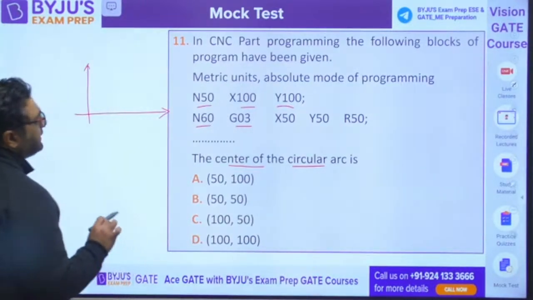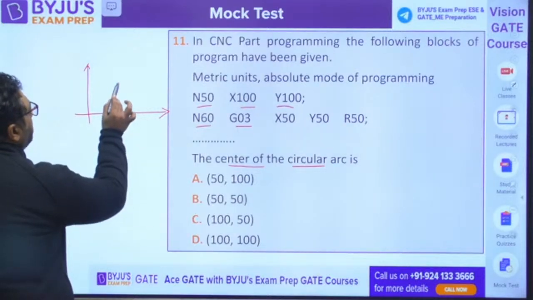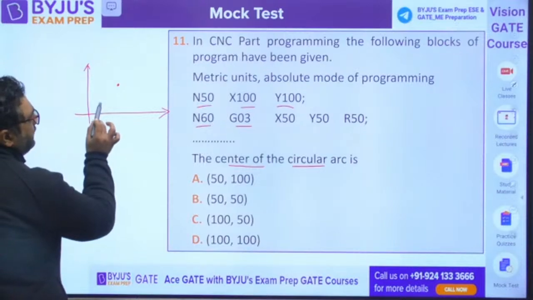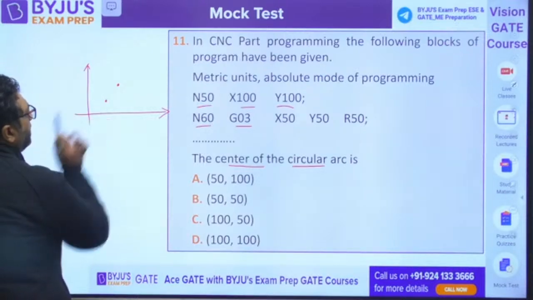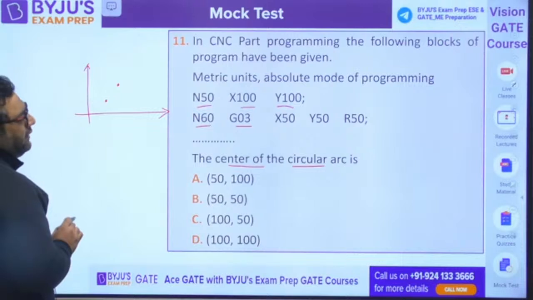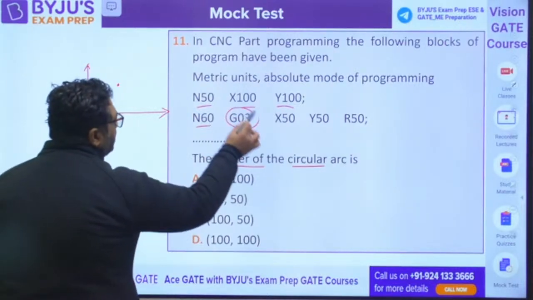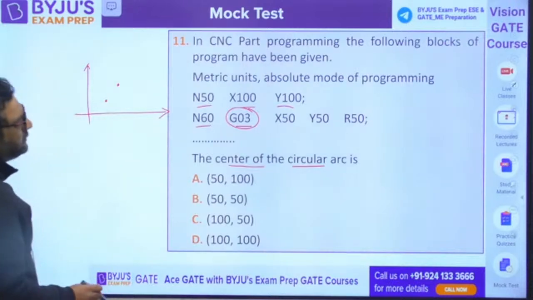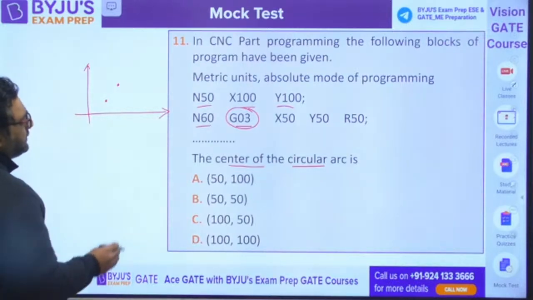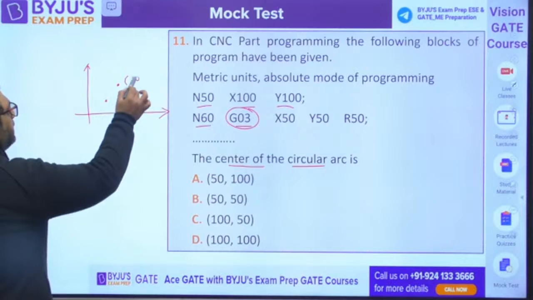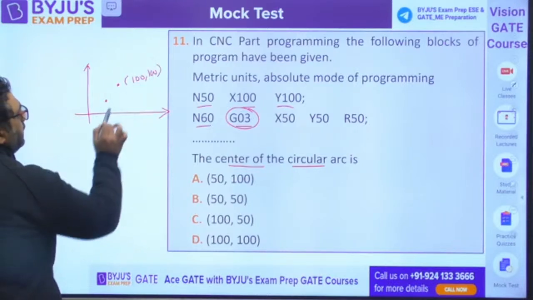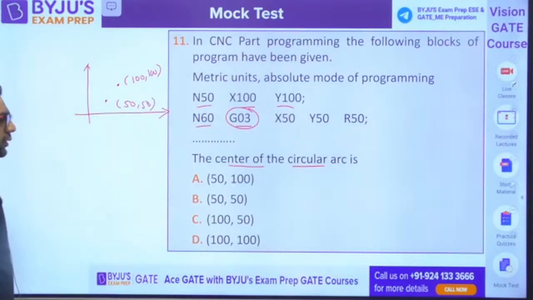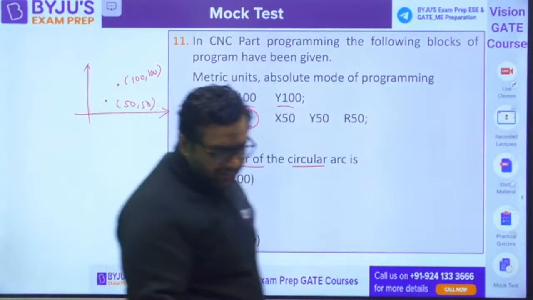They are saying X100, Y100. This will be the point. And then X50, Y50 will be coming somewhere here. And they are saying G03, so you just need to decide what G03 will be. They are asking the center of the circular arc. Radius is 50. This is 100, 100. This is 50, 50. What would be the answer, guys?